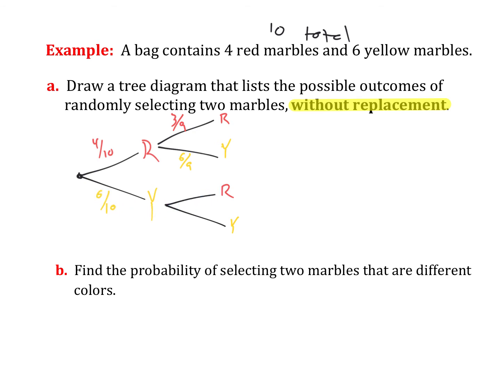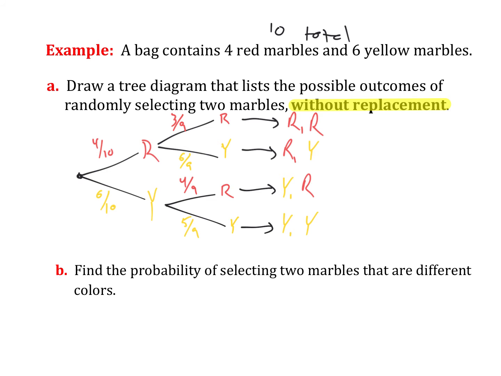Now down here, if I already pulled out a yellow marble, there's still all 4 red marbles available, but there's only 9 total. But if I already pulled out a yellow, the probability of getting a second yellow, I started with 6, there's only 5 yellows remaining out of the 9 total marbles available. So now when we calculate our probabilities, we've got red, then another red. We've got red, then a yellow. We've got yellow, then a red. Or we've got 2 yellows back to back.